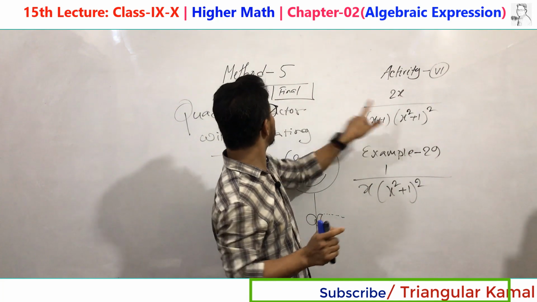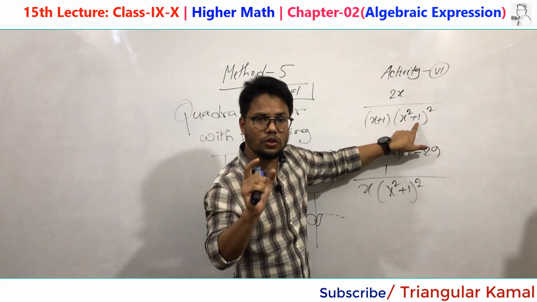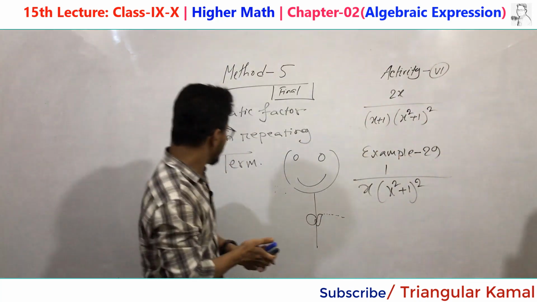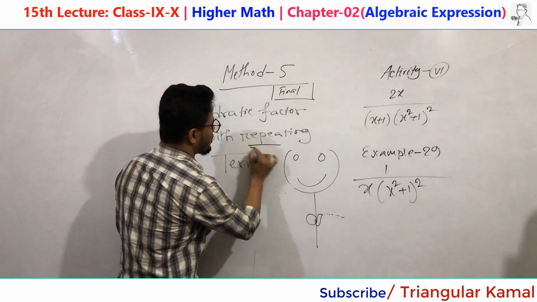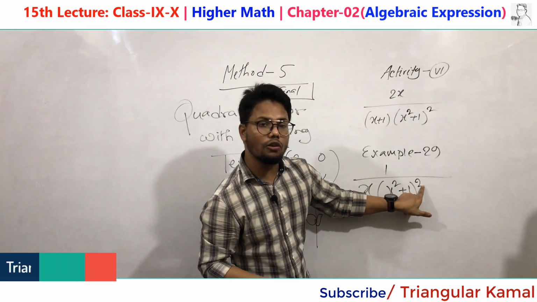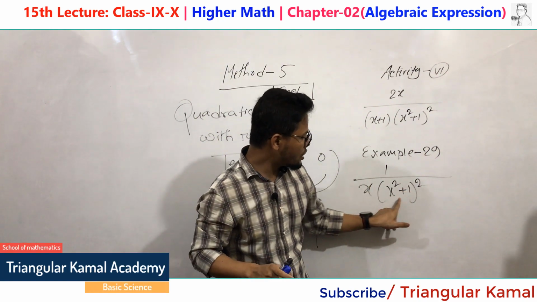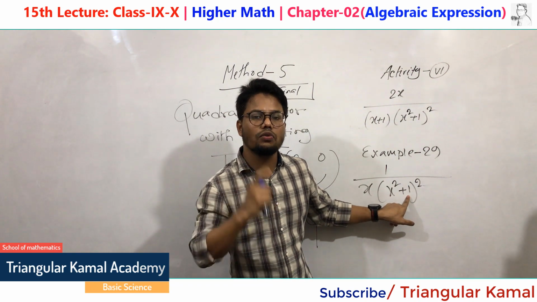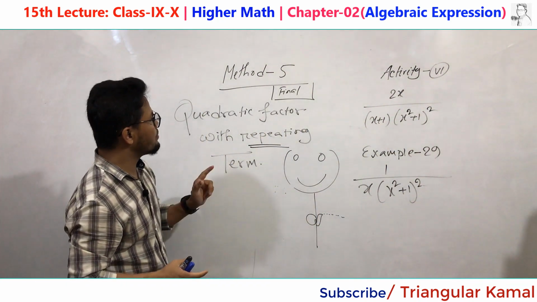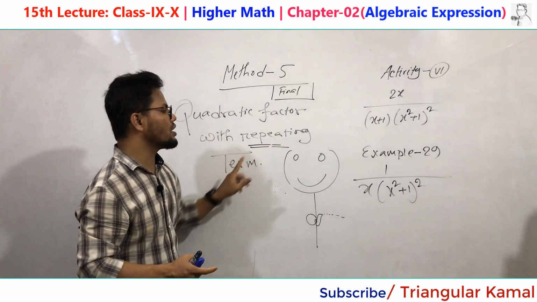Already we have done this one in method number 4. Now x square plus 1 is the quadratic form of a factor, but we see here it is squared. That means the repeating term. So here is also x square plus 1 whole square. Whole square indicates the repeating term, and x square plus 1 indicates the quadratic form. So we have to apply method number 5 when you see the quadratic factor with repeating term.